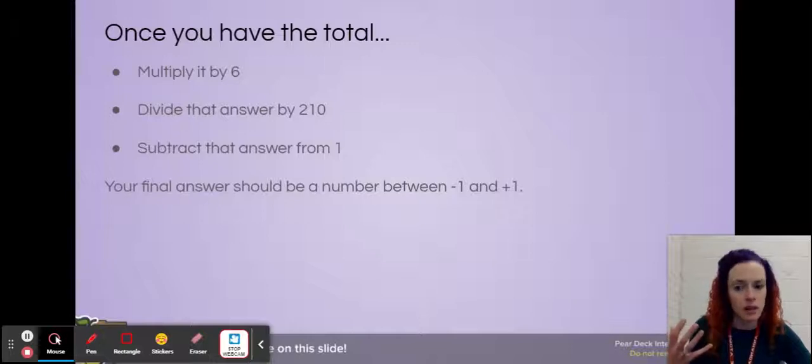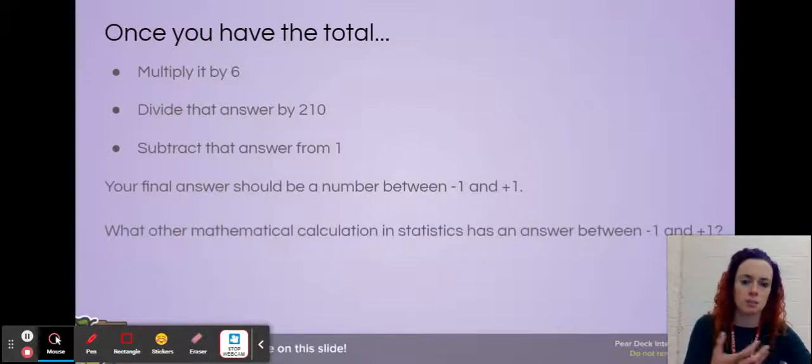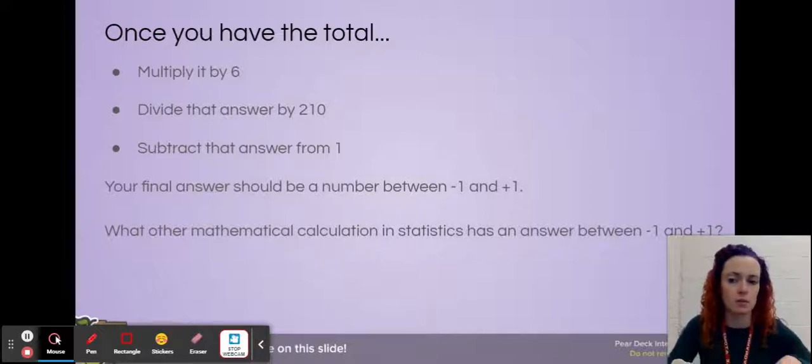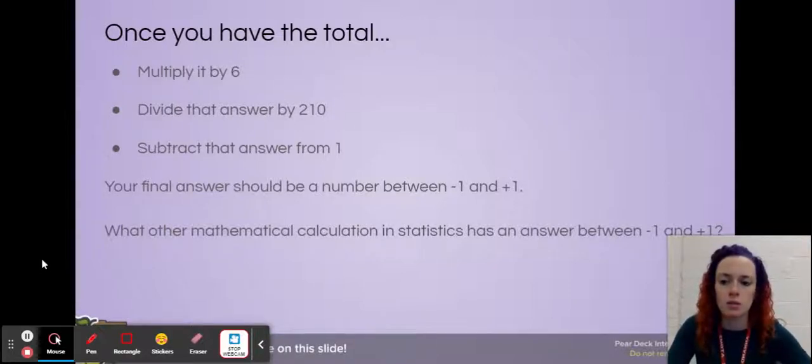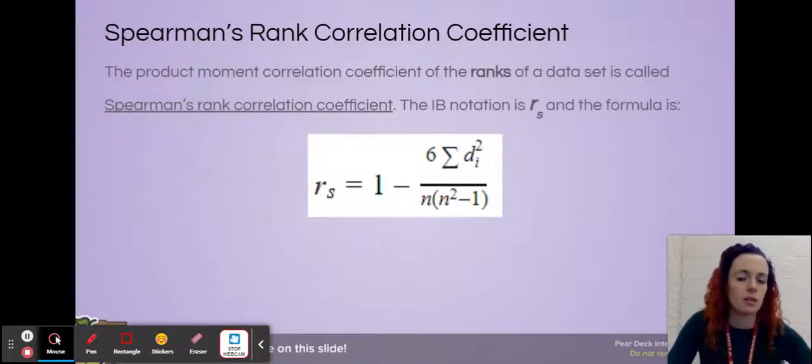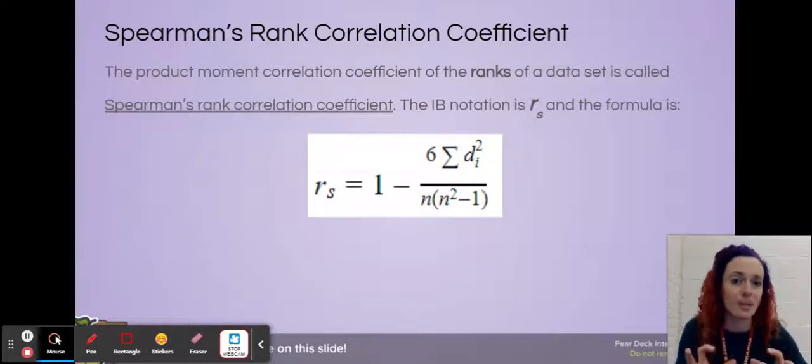So we had just talked last class about Pearson's product moment correlation coefficient, which is also between -1 and +1. So that's leading us into what we're talking about today, which is Spearman's rank correlation coefficient. It is the product moment correlation coefficient of the ranks of a data set. And IB uses the notation R sub S, and the formula for it is here.